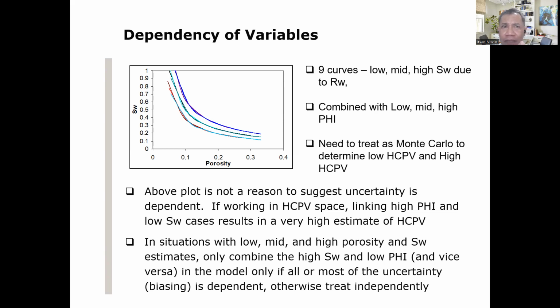In this situation, with varying porosity and SW estimates, it's recommended to combine high SW, low porosity only if most of the uncertainty is dependent. Otherwise, treat them independently in the model.